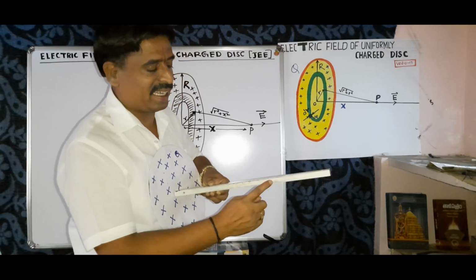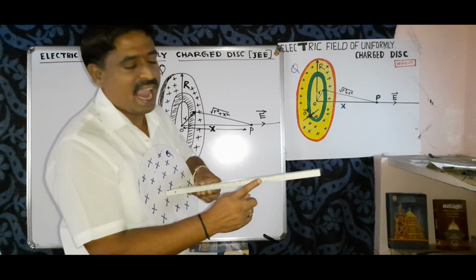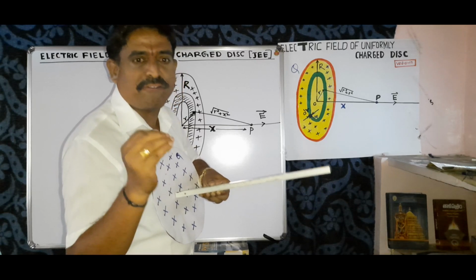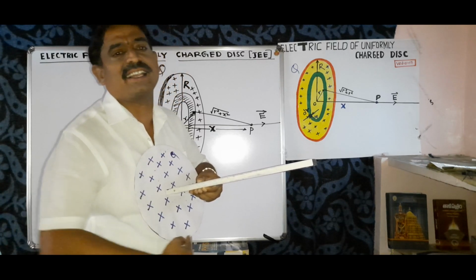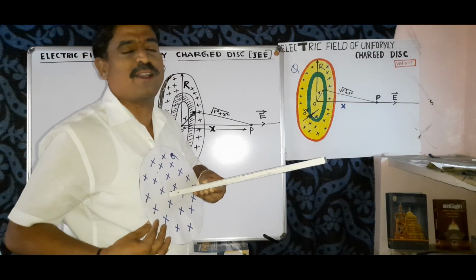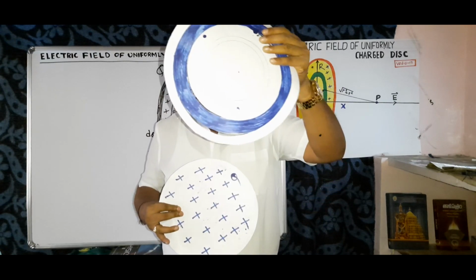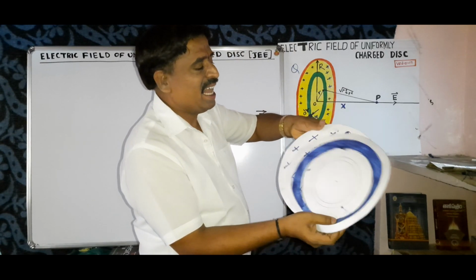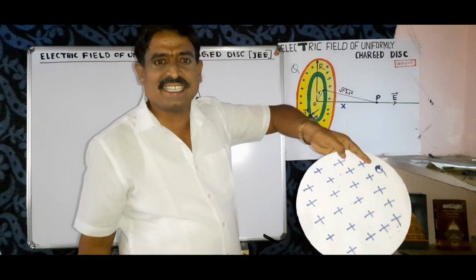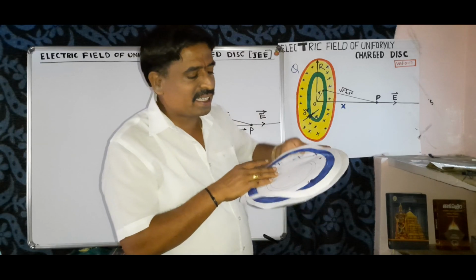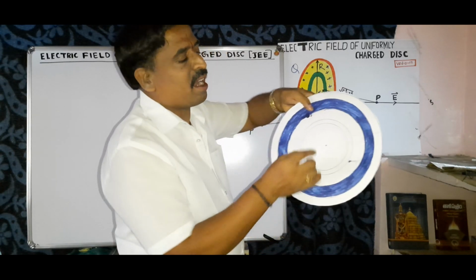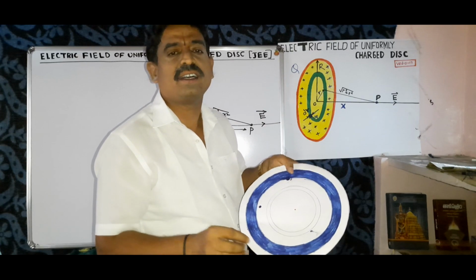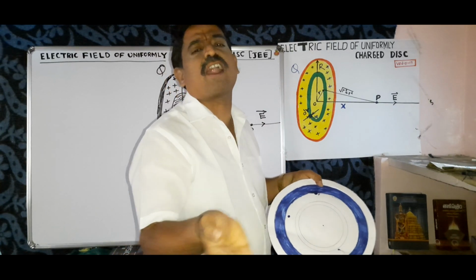Let us consider one observation point. At this observation point, we are finding the intensity of electric field due to the entire charge on the circular disk. This uniformly charged disk is a combination of smaller rings with concentric centers. The center is the same for all the rings.